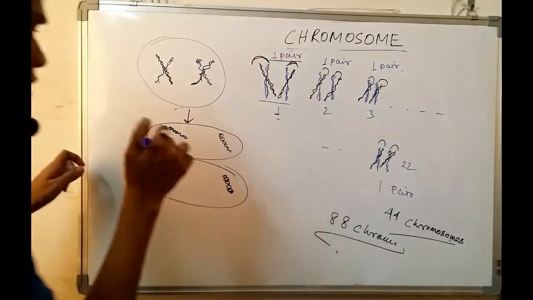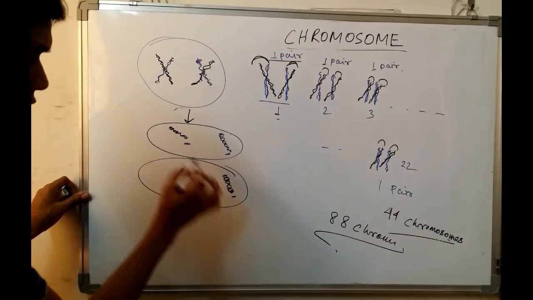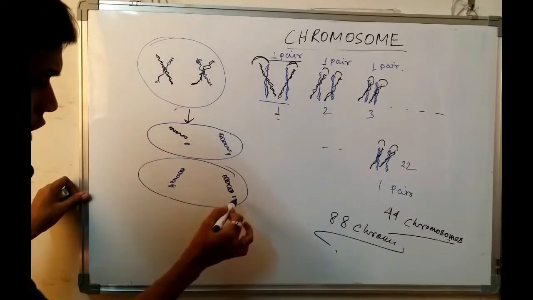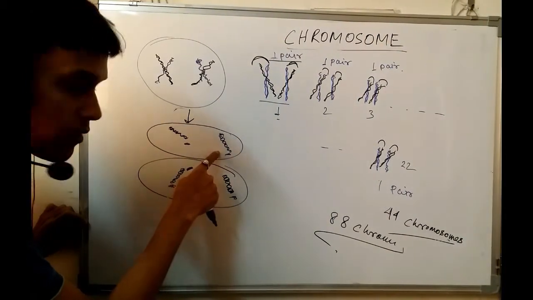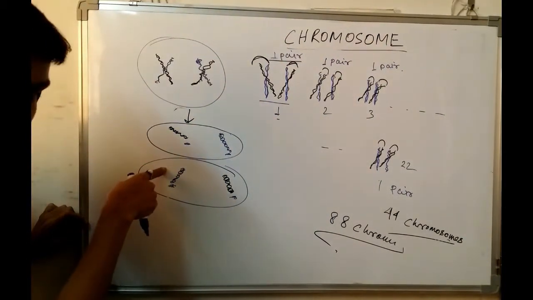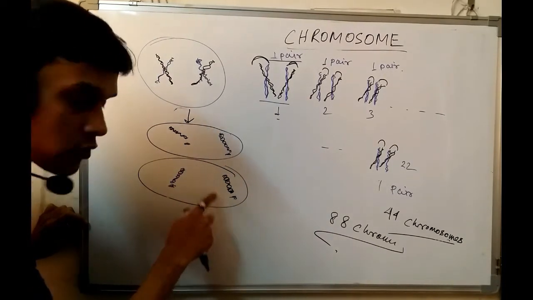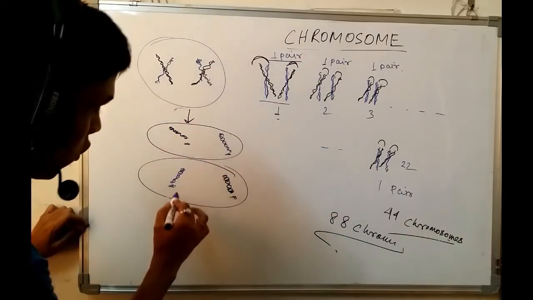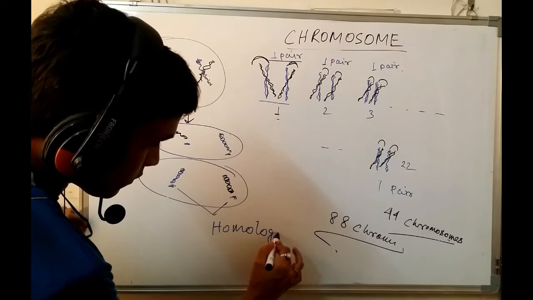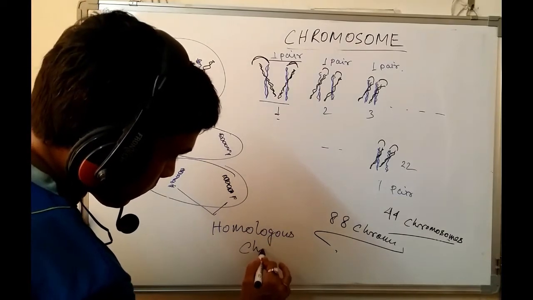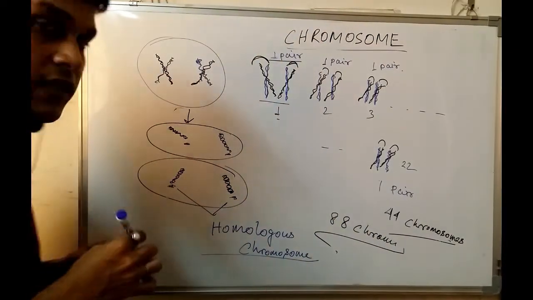Okay. So now, as they are the same chromosome, this is chromosome 1, this is chromosome 1, this is chromosome 1, this is chromosome 1, but they are not sisters. These are not sisters, but these are sisters. Likewise, these are sisters, but these are not sisters. So what are they? They are actually homologous chromosomes. I think now it is clear to you.